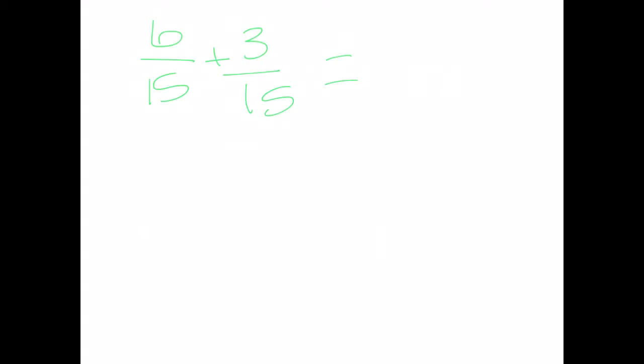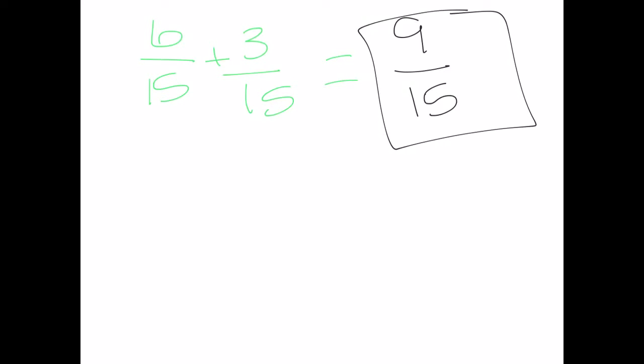For this one, it's really simple because your denominator is all the same. So all you have to do is add the top number, which would be 6 plus 3 is 9/15ths. And there's your answer. If I needed to simplify, I would. But in this problem, I can.